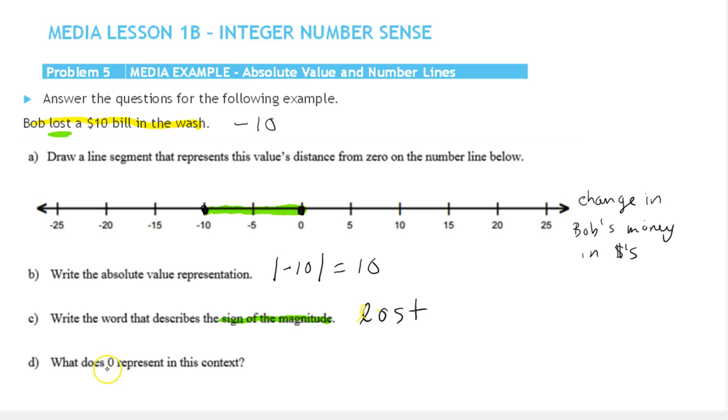Okay, so then in this context, 0 would represent Bob not losing or gaining, or you could just say Bob losing or gaining $0. So this would be if he didn't lose any money in the wash, or if he didn't find any money in the wash. That would be nice, wouldn't it? And we've completed this problem.